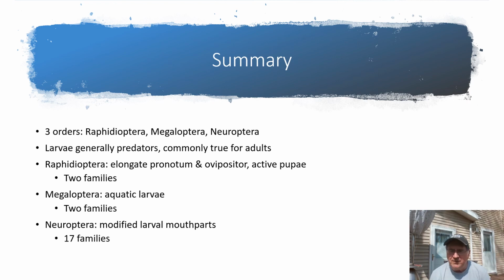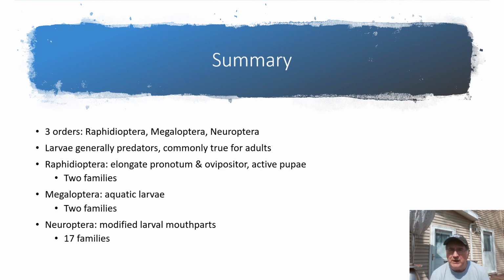Raphidioptera are recognized by their elongate pronotum and appendicular ovipositor. And it's not unique, but the unusual fact is that they have these active pupae, in which they can walk around and avoid disturbances, and they can even bite you. They wouldn't hurt you. They're not that large, but the pupae are active. There are two families: the Raphidiidae, which is the most common one, and the Inocelliidae, both of which are found in North America.